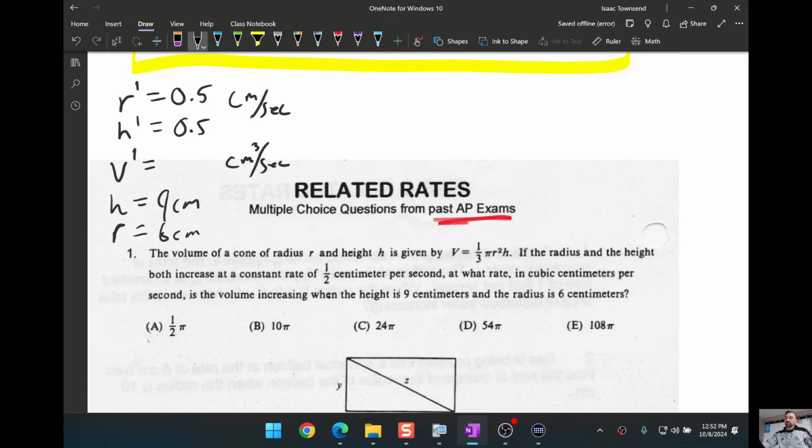All right, so they're telling us the geometry formula we should use, so that was nice of them.